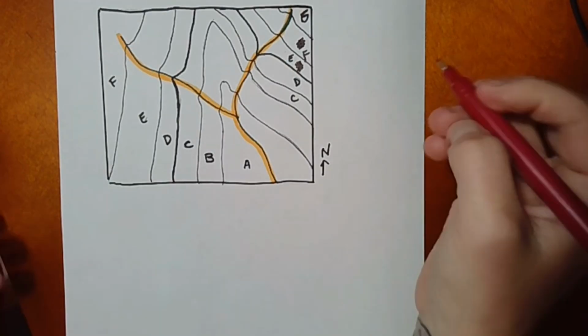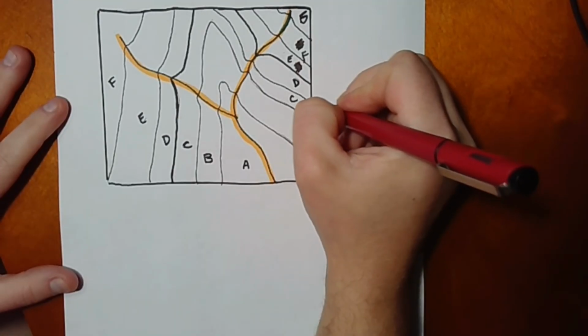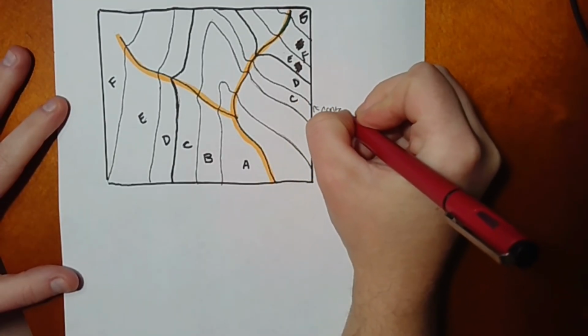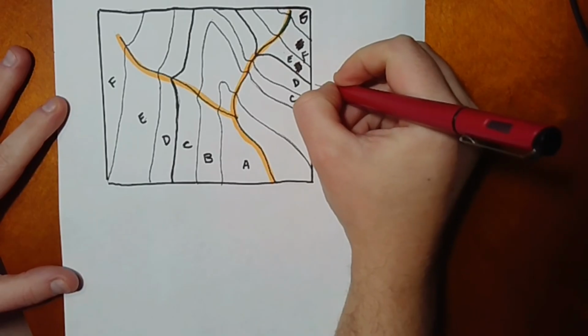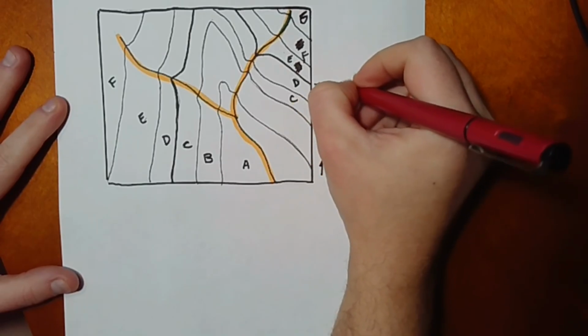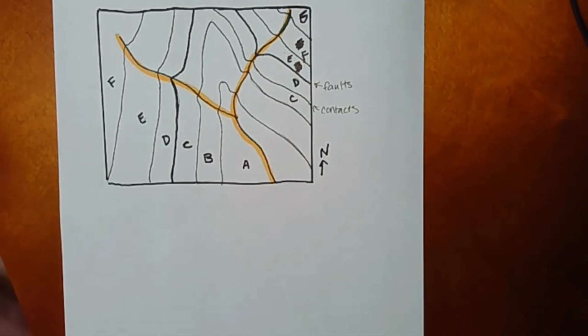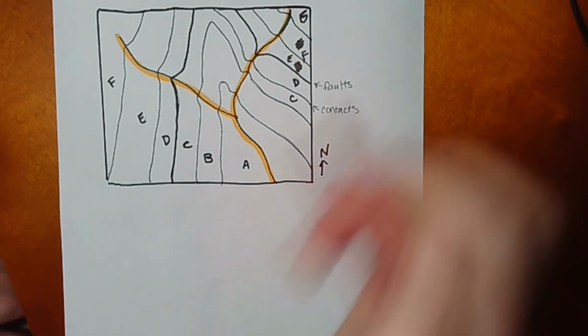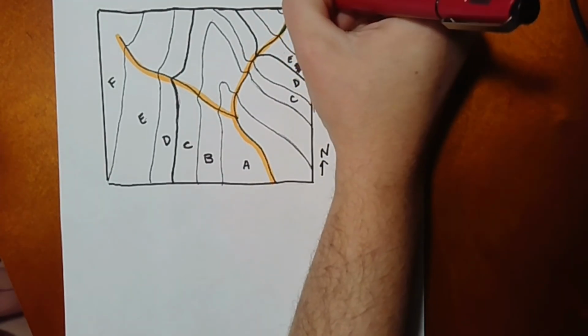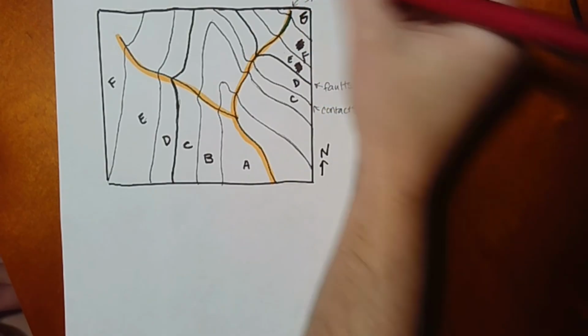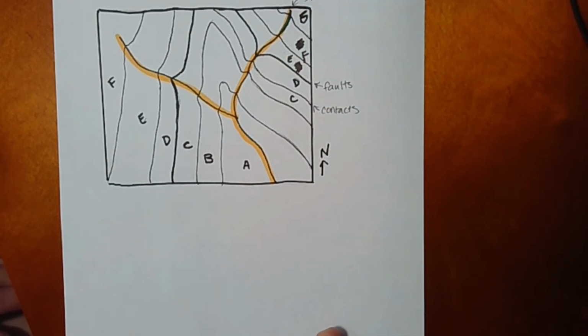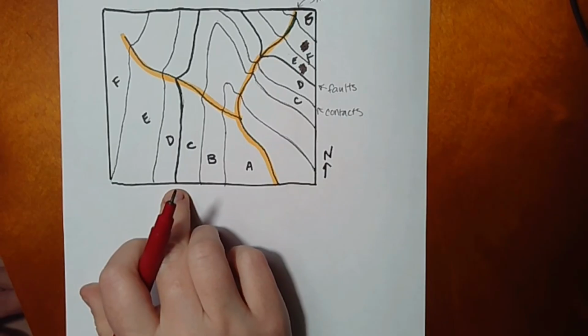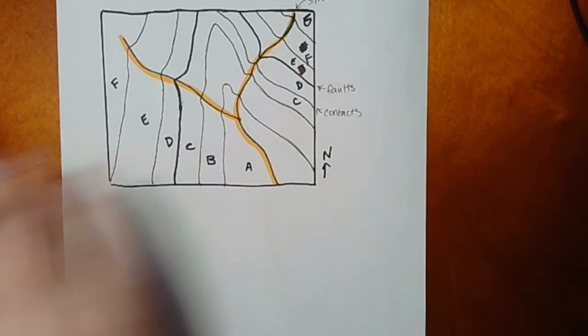So here we've got some thinner lines. These are our contacts between units. We've got thick lines. These are our faults. And then we have an overlying structure or an underlying structure that we don't know what this is yet. I've highlighted our streams in orange.